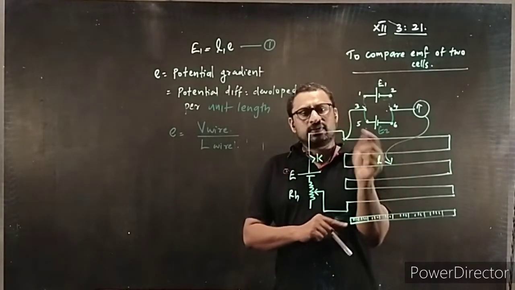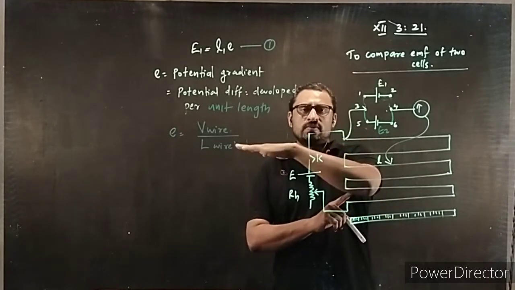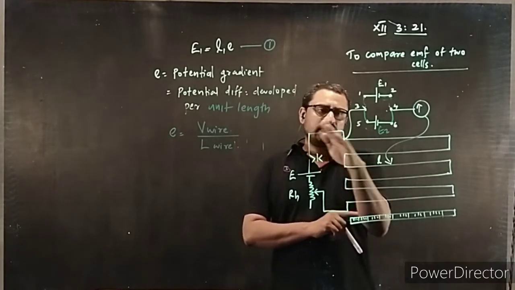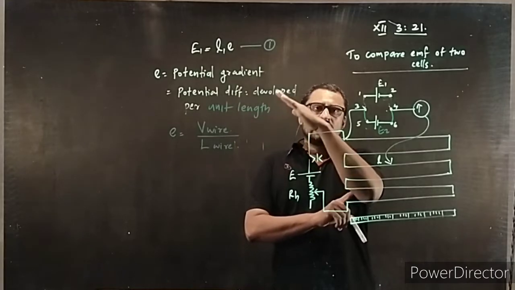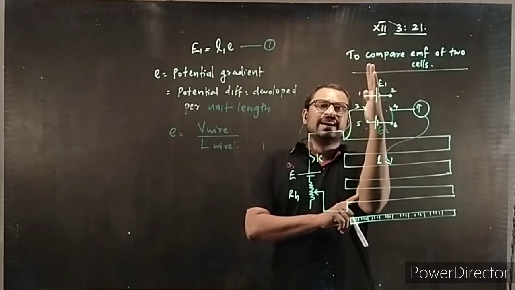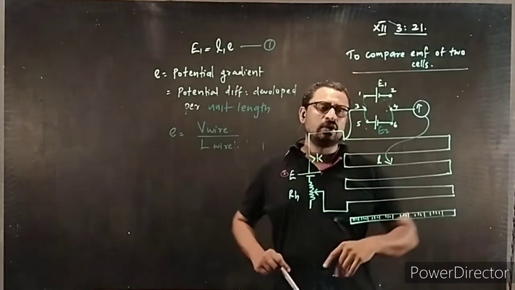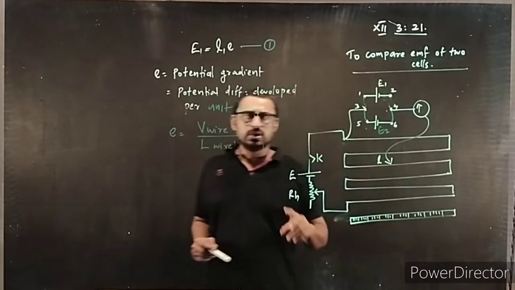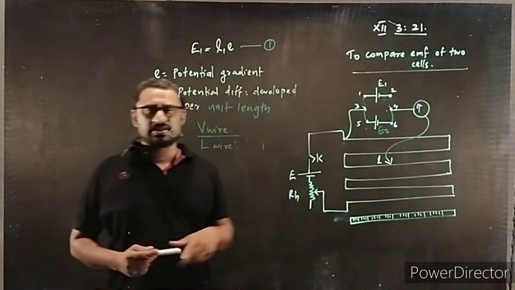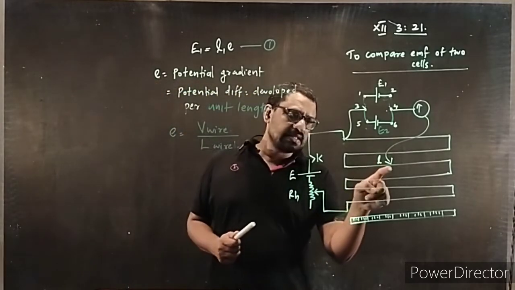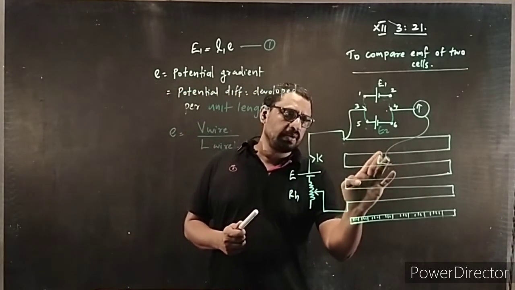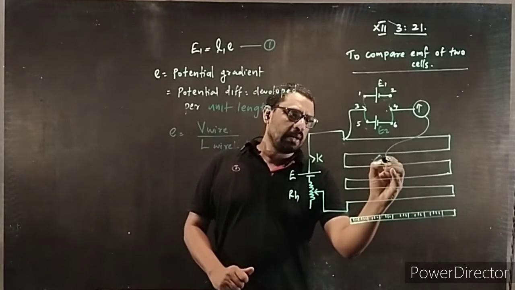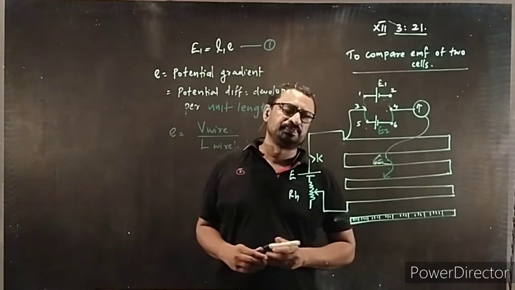Now again you have to come back and touch it here. The galvanometer will be showing one direction, and you have to increase the length. Naturally, the galvanometer needle will be moving towards 0, and at a particular length L2, again the balancing happens. Suppose this length is L2. Previously it was balanced here, and now it is balanced over here.